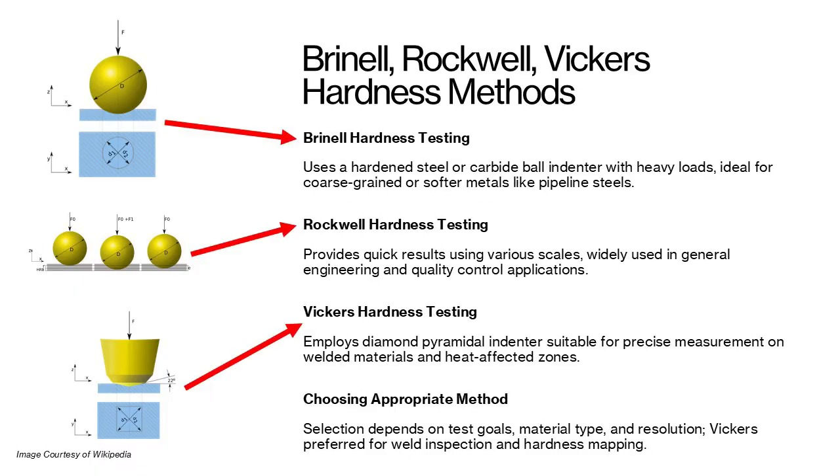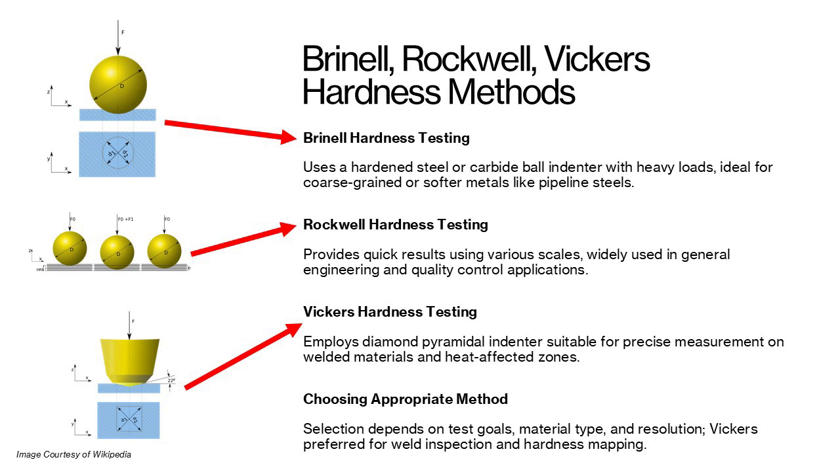Hardness testing methods vary in load application, indenter type, and suitable material ranges. Brinell hardness testing uses a hardened steel or carbide ball indenter and applies heavy loads, making it ideal for coarse-grained or softer metals such as pipeline steels and structural components. Rockwell hardness testing offers quick results using different scales, such as B and C scale, making it widely used for general engineering applications and quality control checks.